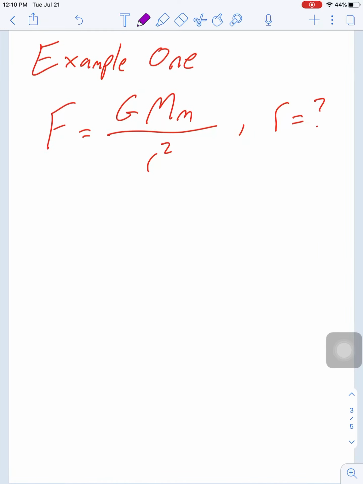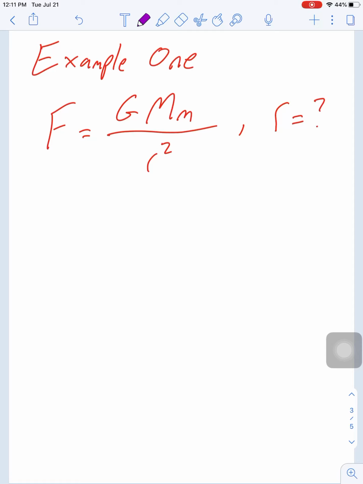Let's do an example here. Here's a physics question that you might see, and the equation is kind of interesting. We'll talk about it later in the year, but it says F is equal to capital G times capital M times lowercase m divided by r squared. So let's say that we wanted to find what r is. How would we go about doing that?